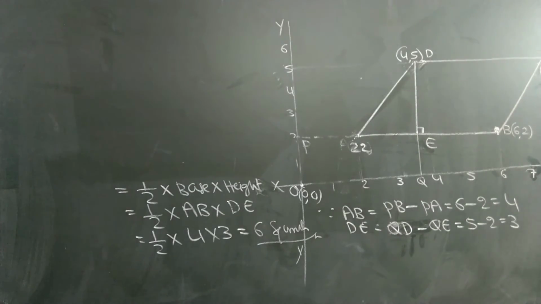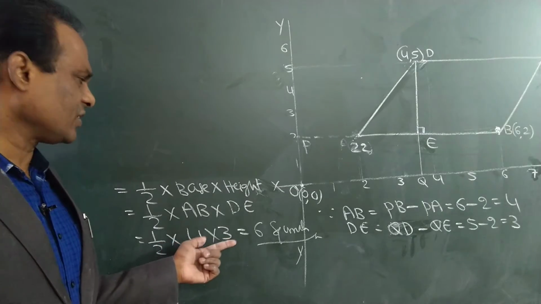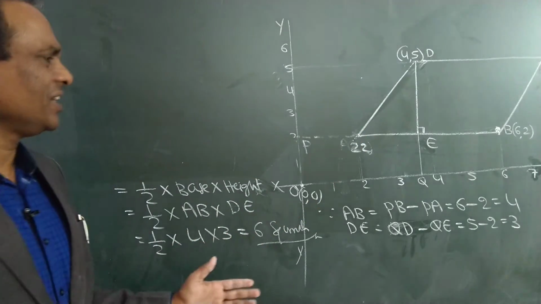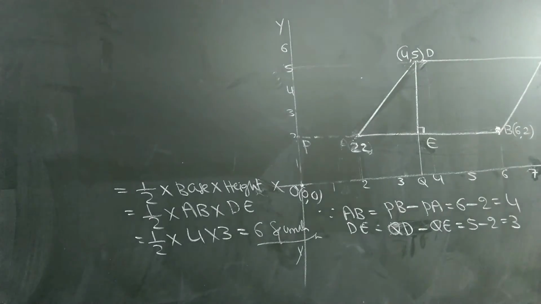Write this also, so that how we got 4, how we got 3. Directly by seeing the figure we can tell, but this is the standard form to find. Draw the diagram also.